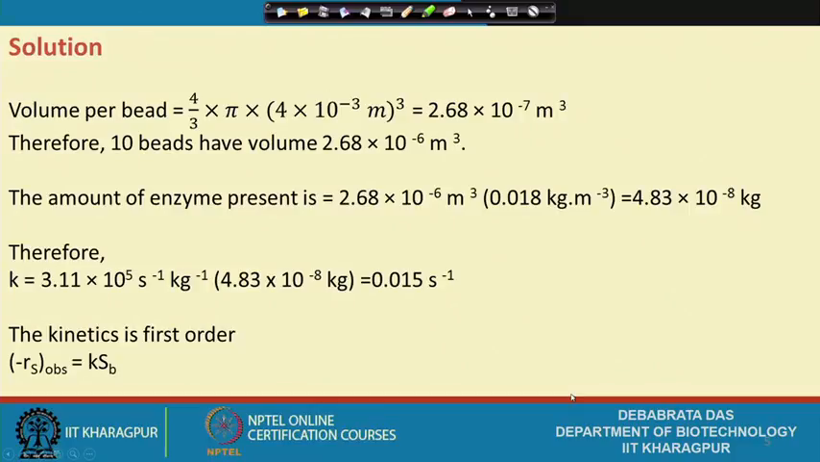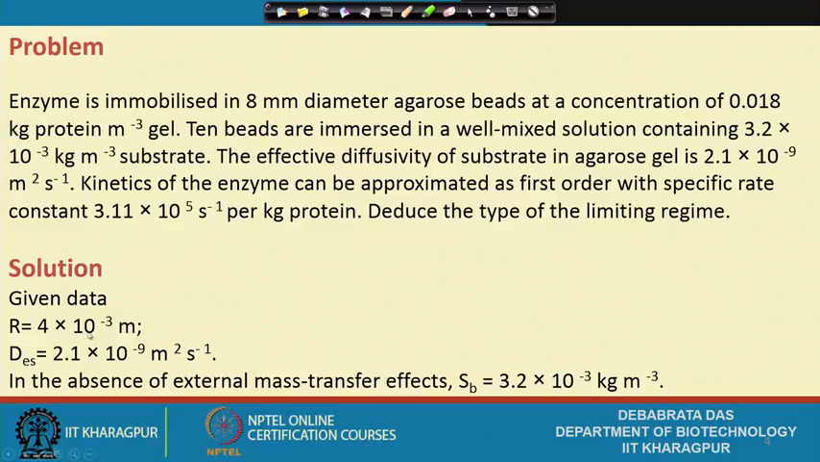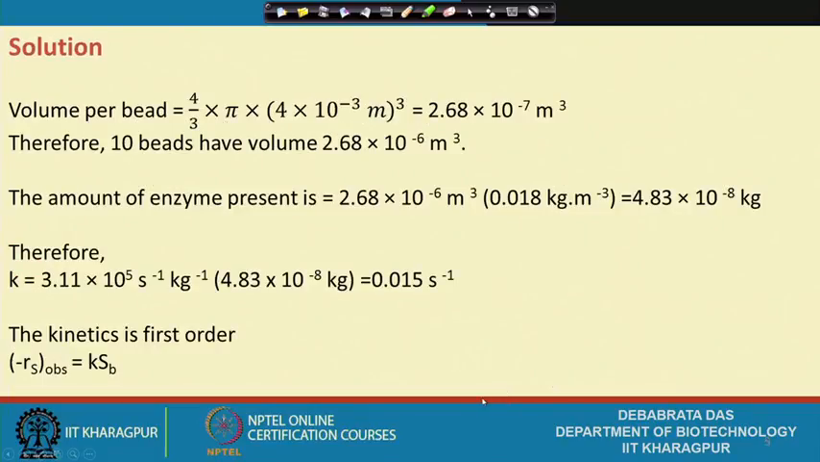Now, how can we calculate the volume of the beads? We know the size, because we have already reported the radius is 4 into 10 to the power minus 3 meter. Am I right? Then the volume is 4 by 3 pi r cubed. We consider this a spherical particle, so we can easily find out the volume. And 10 beads we have taken into consideration, so if you multiply by 10, it will be 2.68 into 10 to the power minus 6 cubic meter. The amount of enzyme present is how much? This is per cubic meter, the concentration of the enzyme.